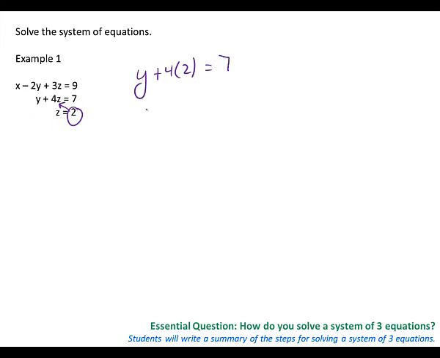So, when I plug in, I'm going to plug in y plus 4 times 2 equals 7. What's 4 times 2? 8. 8 plus y equals 7. And then what do I have to do with the 8 to solve for y? Subtract it. And what do we get? Negative 1 equals y. Good. Let everybody make sure you have it written.